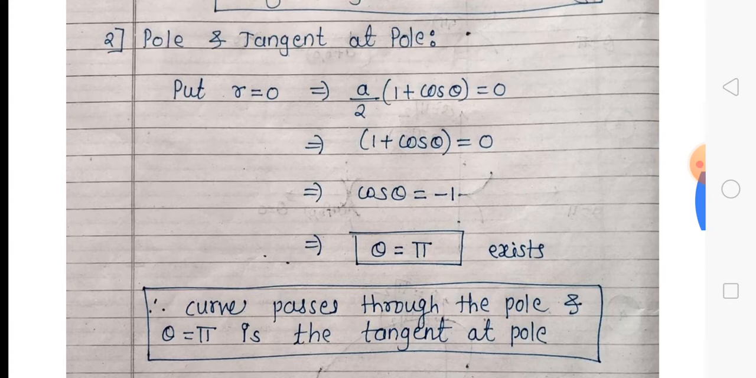Next is the pole and the tangent at the pole. For this, we put r is equal to 0. Then we get theta is equal to pi. Therefore, the curve passes through the pole and theta is equal to pi is the tangent at the pole.